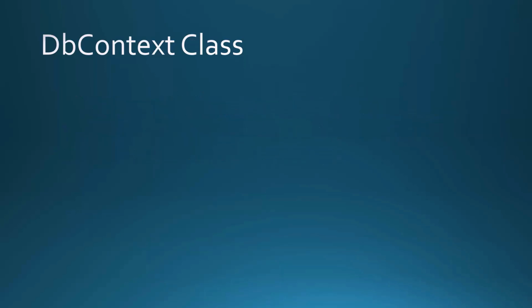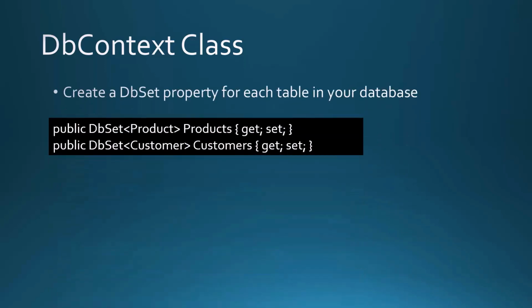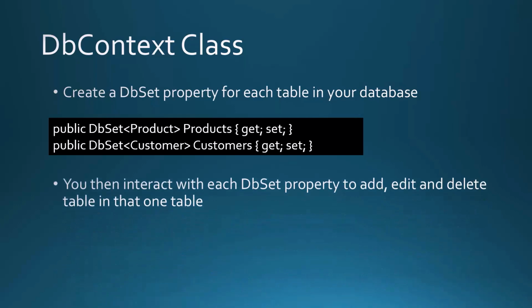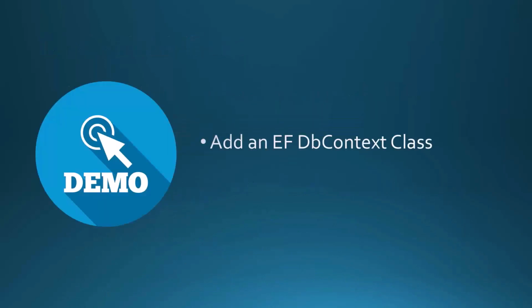Within this DbContext class, we create a DbSet property for each table in our database. So for example, we just got done annotating the Product class, so we would do DbSet<Product> as a generic, and then set the name of the property to Products, and that's where we'll read the data from, and we will then do our adds, edits, and deletes. If we had a Customer object, we would do the same thing to map that to a Customer table in our database. We then interact with these DbSet properties to do all of our CRUD logic. Let's add an Entity Framework DbContext class to our Web API project.